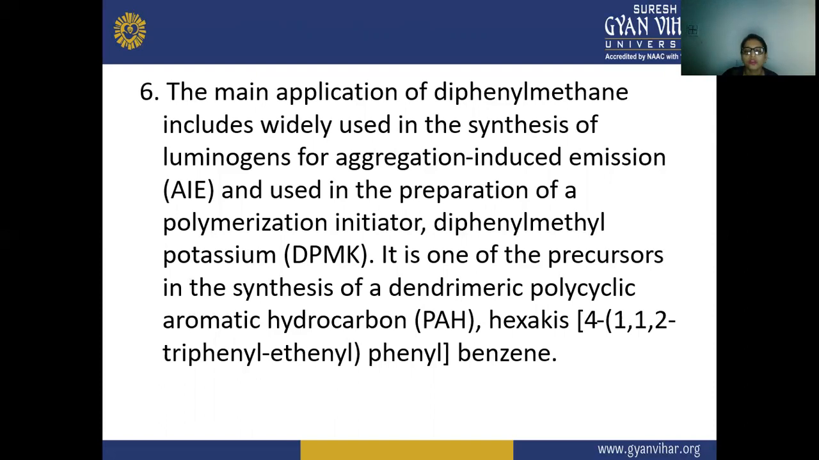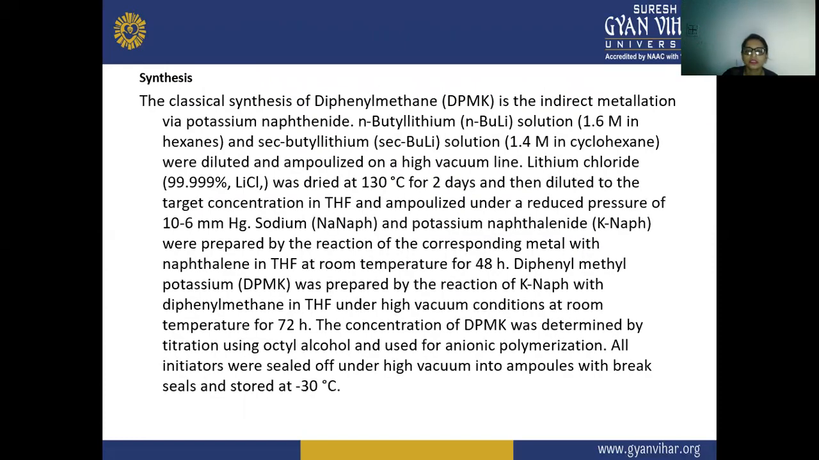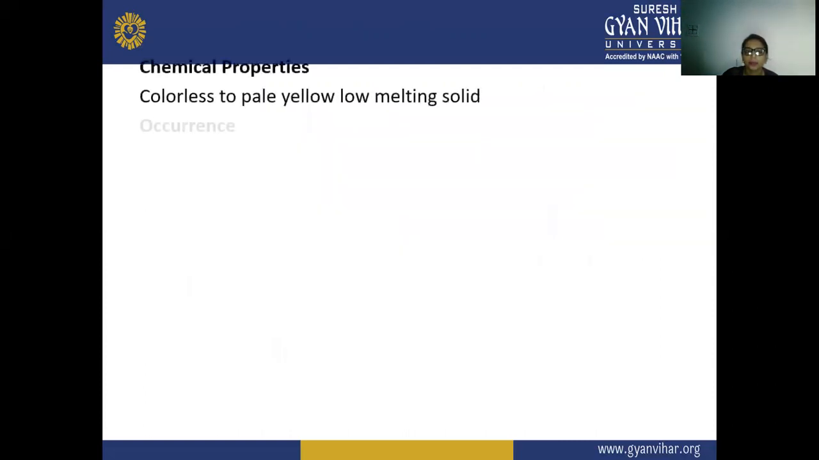It is also one of the precursors. It is used in the synthesis of a dendritic polycyclic aromatic hydrocarbon, hexaphenylbenzene. Next, the synthesis. This is the synthesis of this diphenylmethane, and the chemical properties.